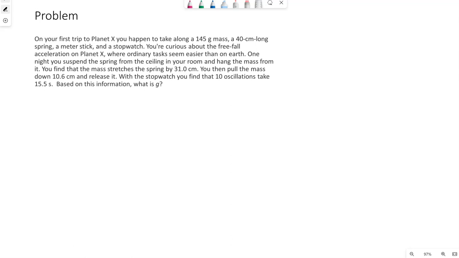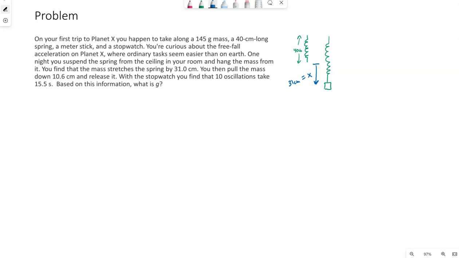So let's go ahead and draw a sketch. I'm very visual. So I hang this mass from the spring. I'm told this spring is 40 centimeters long. I hang the mass from it. So it tells me when I hang this mass, this stretch is 31 centimeters.